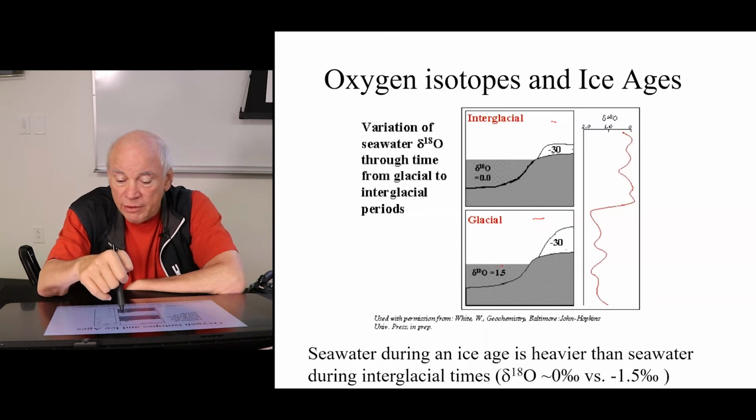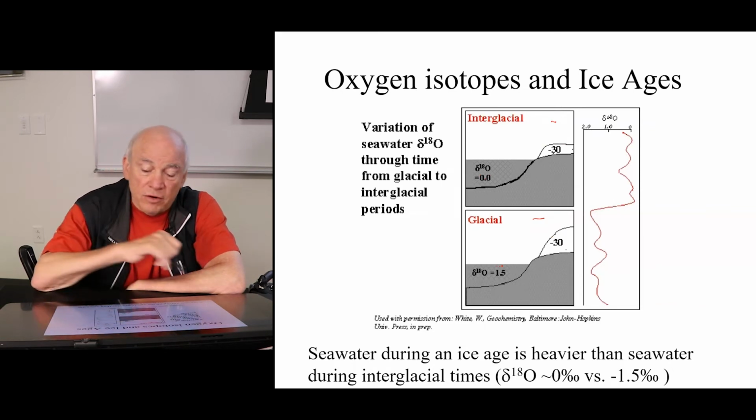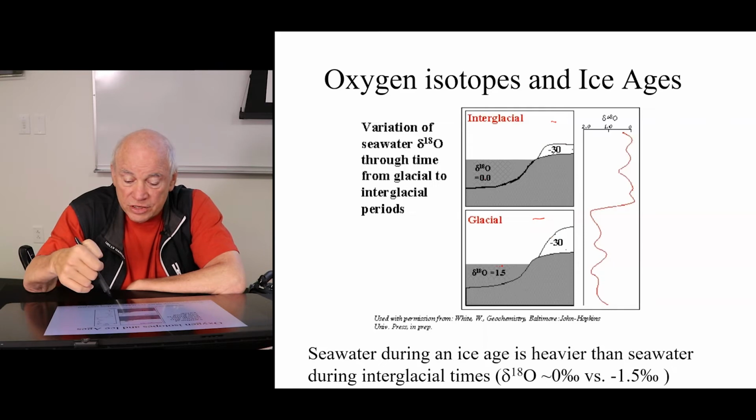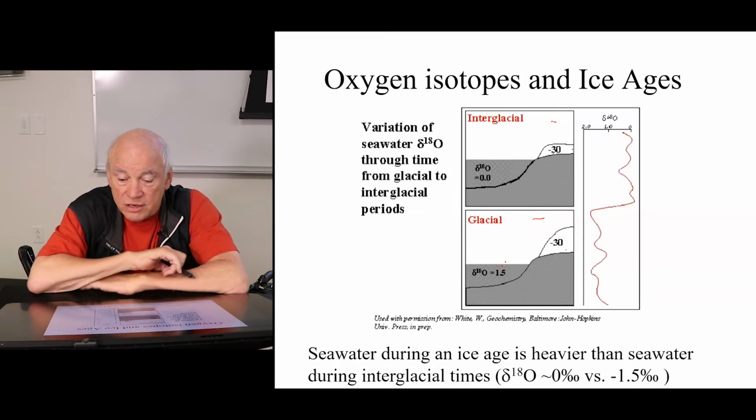And correspondingly, when we melt a lot of that during interglacial times, the ocean will get lighter, right? So here we see during interglacials, it's relatively light. The ocean is relatively light. During the glacials, it's relatively heavy.